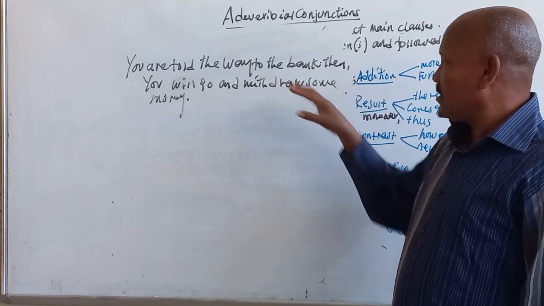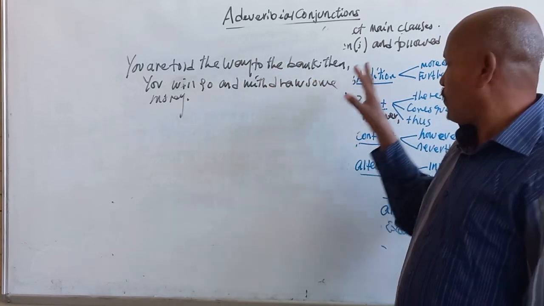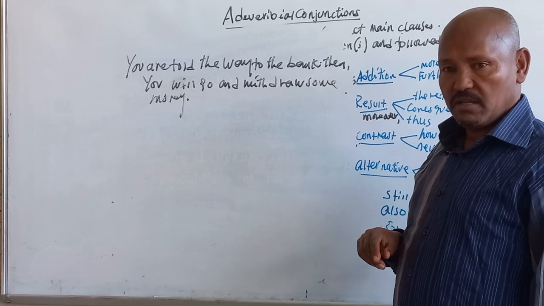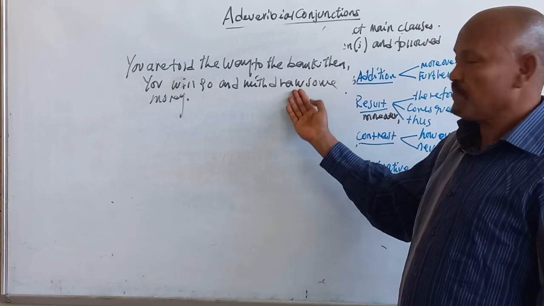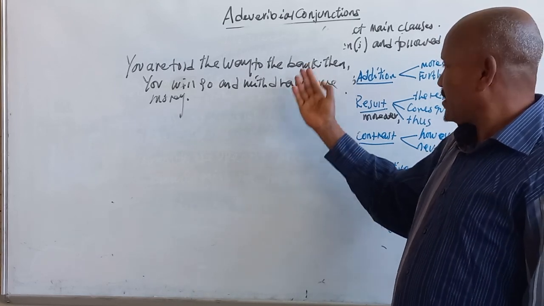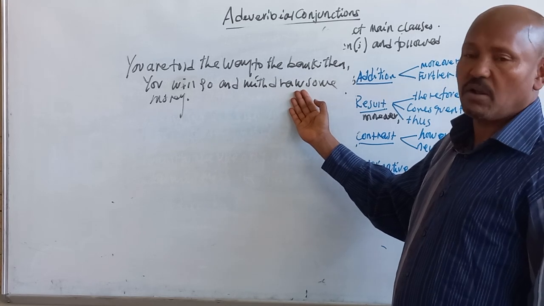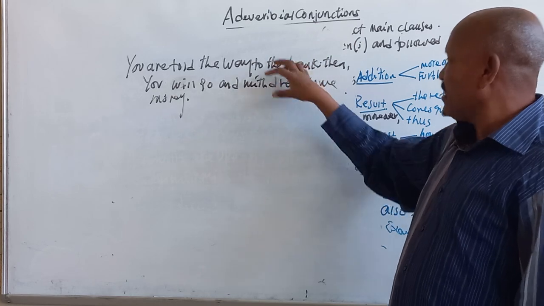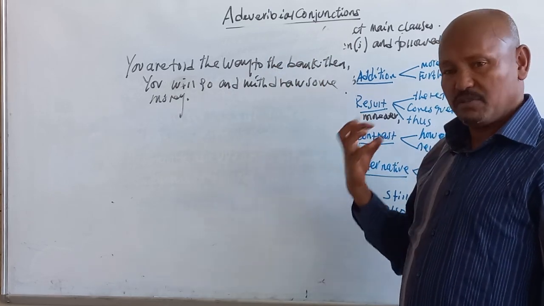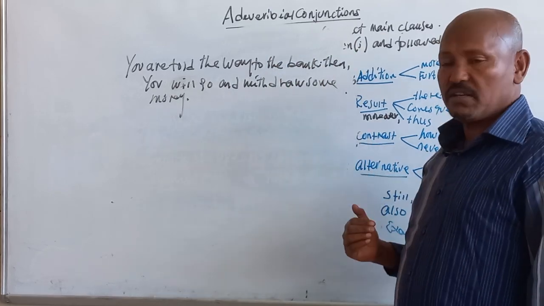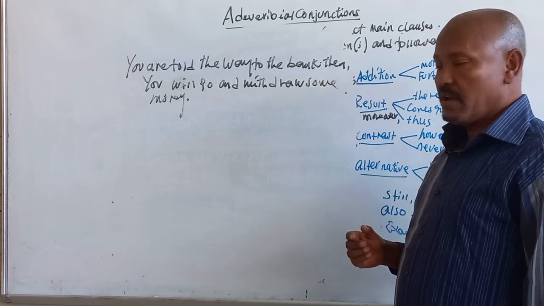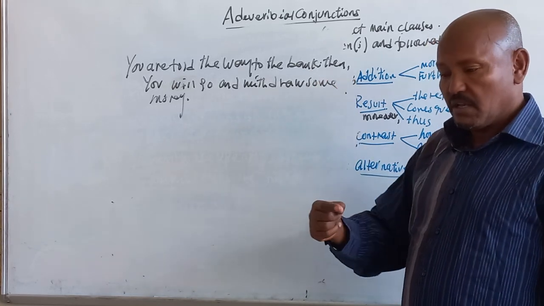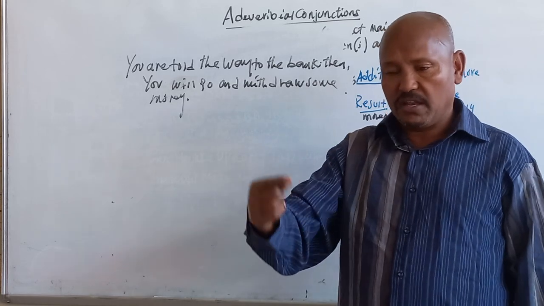Yeah. Look, these ideas are completely different from the rest of the kinds of ideas. The second is not the result. The second is not an alternative. The second is not the contrast or opposite idea. The second is not the result or the addition of the first one. These are different ideas here. So if such kinds of ideas are joined by what? Then. Then means, and then after that, right? Then, after that.